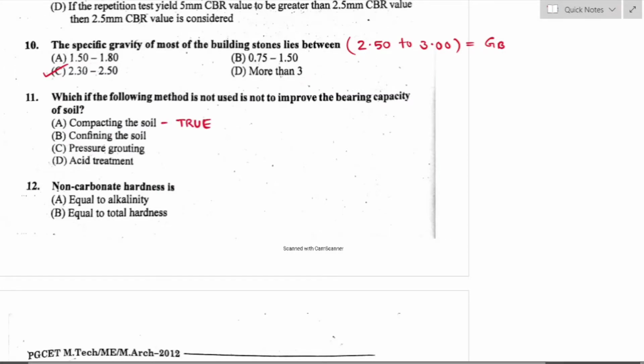Option B. Confining the soil. In this method, the soils are enclosed with the help of sheet piles. This confined soil is further compacted to get more strength. So, this method is also true.